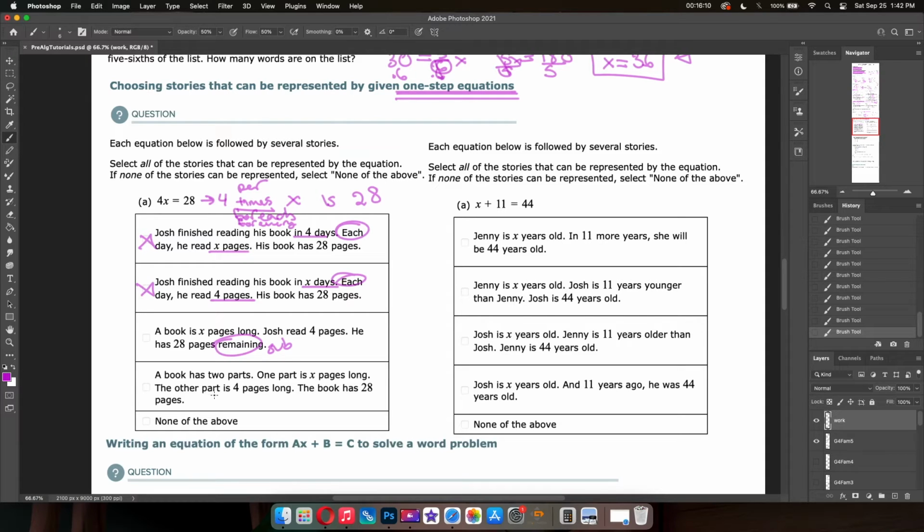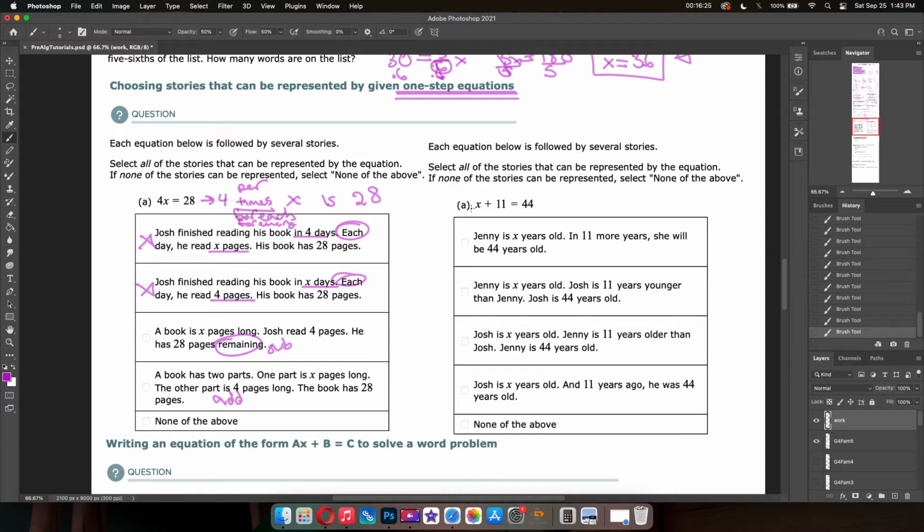A book has 2 parts. One part is x pages long. The other part is 4 pages long. The book has 28 pages. This is a total. So in other words, this is an addition problem. So therefore it's not it. And these are the only 2 that are our options.